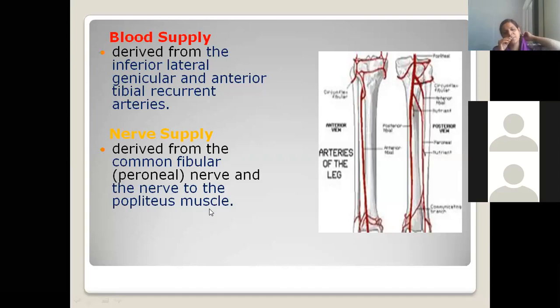Nerve to popliteus muscle is a branch of which nerve? Should I give multiple choice? Femoral, tibial, obturator, or common peroneal. What's your answer? Somebody said femoral. Ritika, was it you? Femoral, ma'am. No, it is tibial, because popliteus is one of the muscles of the posterior compartment of the leg. Femoral supplies only the front of the thigh.